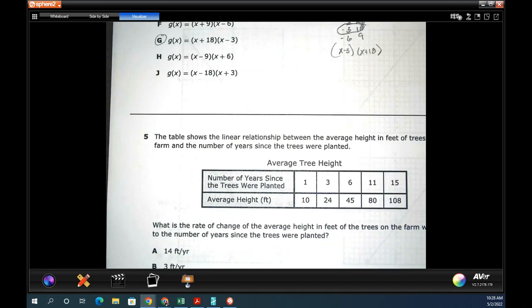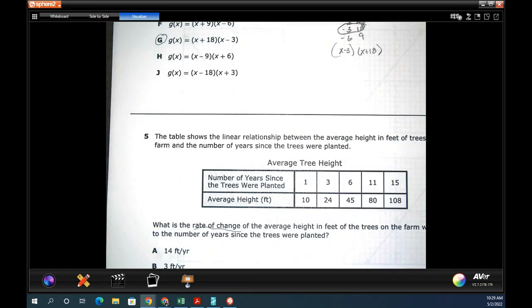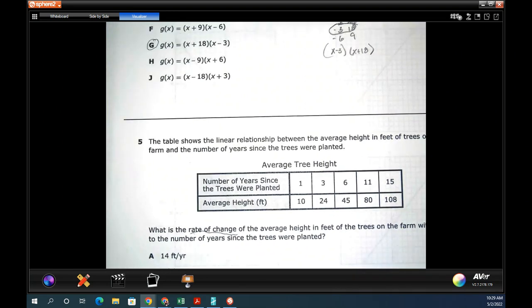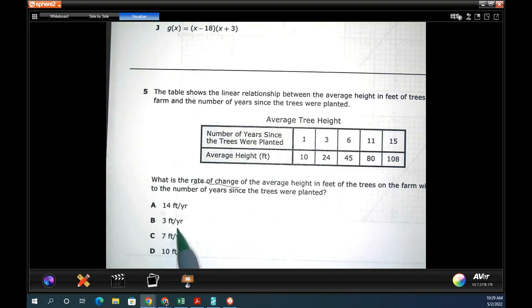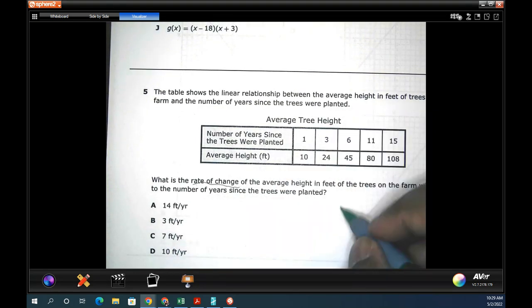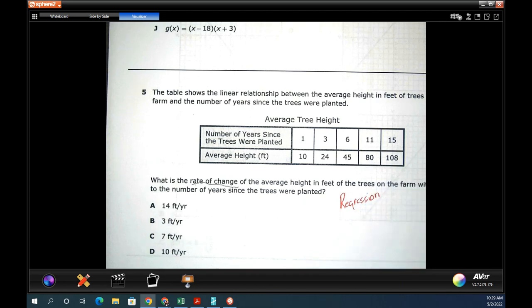Number 5, the table. Something should be going through your mind right now. The table shows a linear relationship between the average height in feet of trees on a tree farm and the number of years since the trees were planted. What is the rate of change? What's another name for rate of change? Slope. Here's what you can do. You see all these are whole numbers. Table. Think regression. It's linear. Let's go through this again.